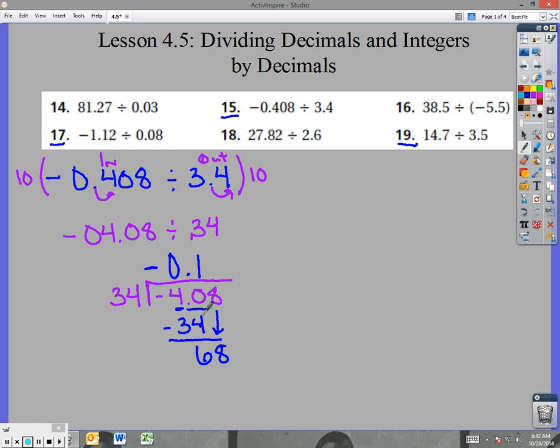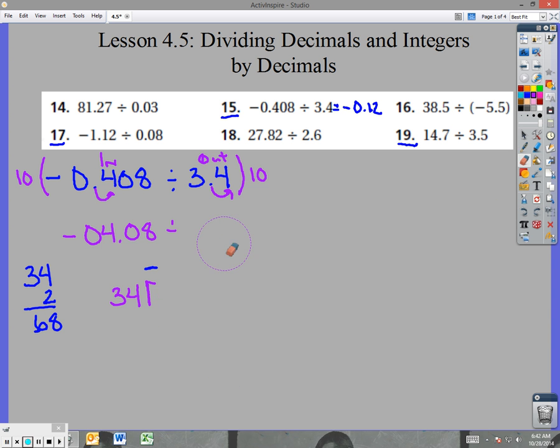What times 34 gives me 8? The answer would be 2, because 2 times 4 is 8. 2 times 3 is 6. If you can't see how I'm doing this, you can always write over here 34 times 2. That is what you're doing. 4 times 2 is 8. 3 times 2 is 6. That gives me 68. I have nothing left, so that's a 0. My answer to this one would be negative 12/100.